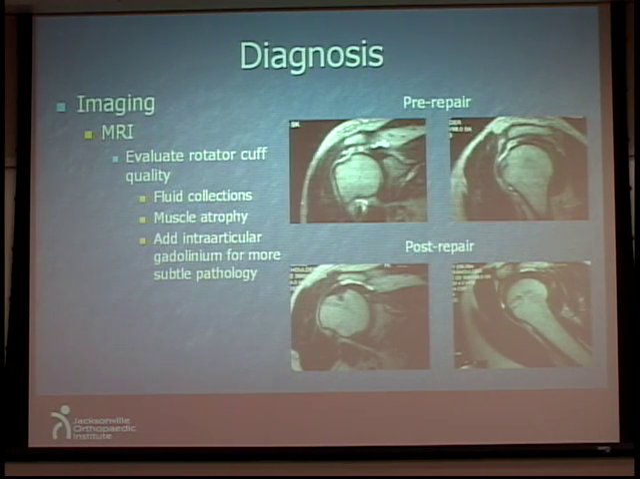And here you see after repair and similar cuts, here's the supraspinatus which is restored, here's an anchor in the humeral head, and here in the lateral view once again restored compared to above in the same patient.